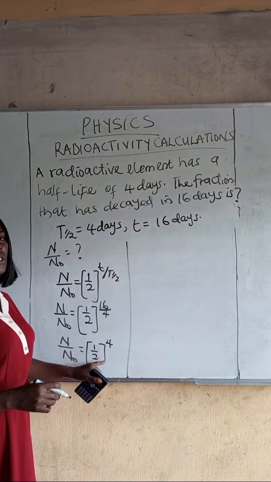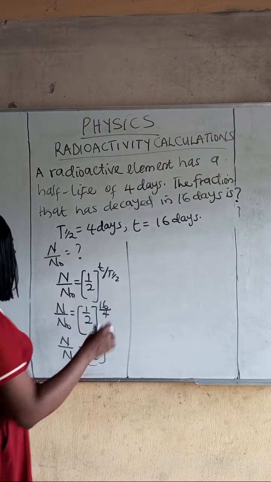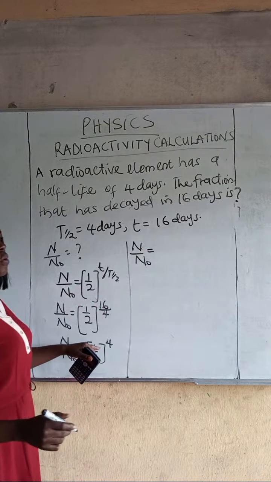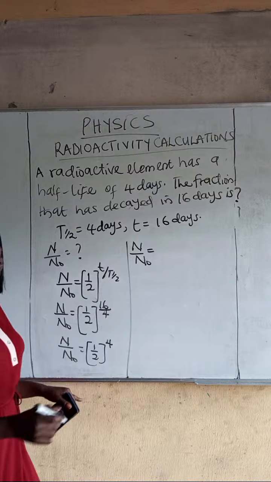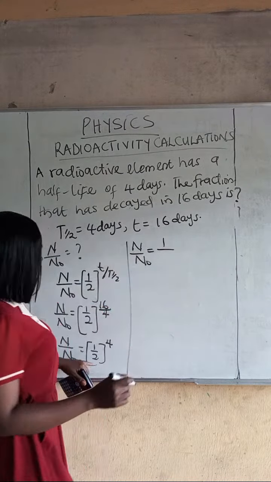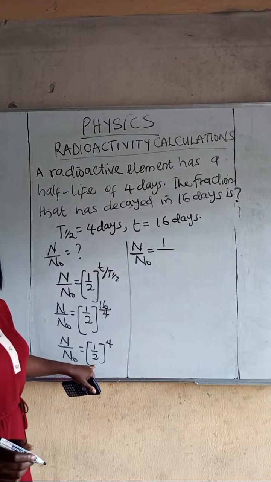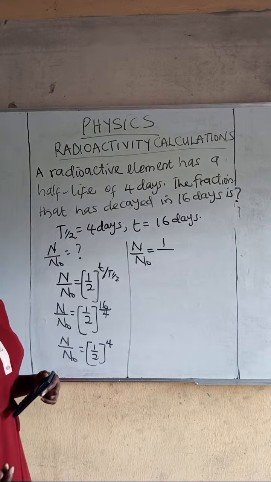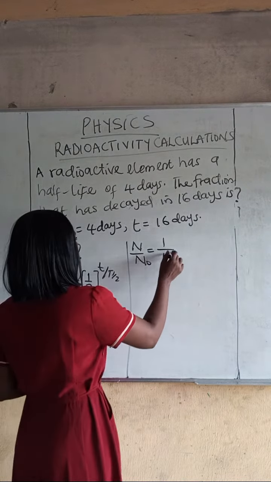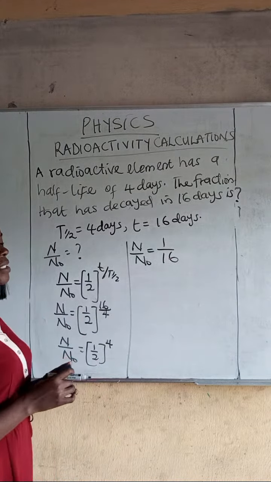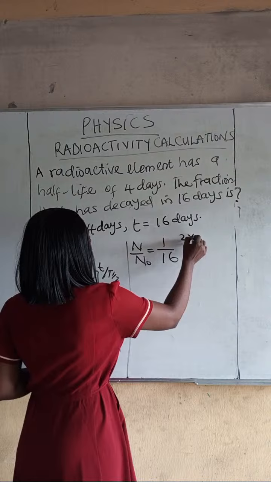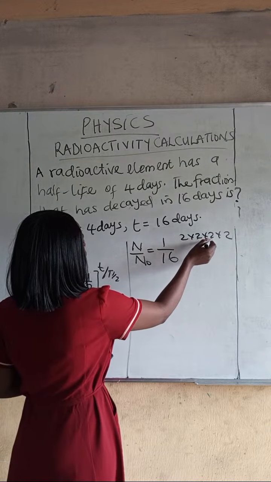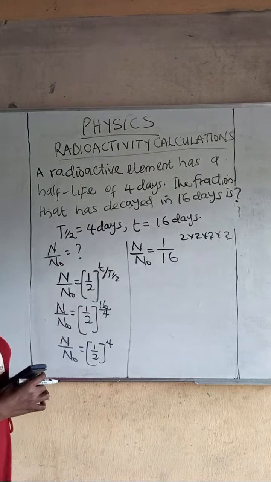So what do I do next? I'm going to open the bracket by raising this to the power of 4. So N over N naught is equal to 1 raised to the power of 4 over 2 raised to the power of 4, which is equal to 1 divided by 2 times 2 times 2 times 2. What do we have? 2 times 2 is 4, 4 times 2 is 8, 8 times 2 is 16. So that is 16.